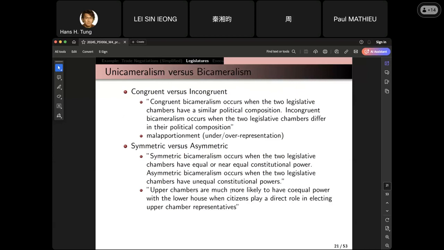One is congruence. What does that mean? Congruent bicameralism occurs when the two legislative chambers have a similar political composition. And incongruent bicameralism occurs when the two legislative chambers differ in their political composition. So in the American context, what is that? Is that congruent or incongruent?